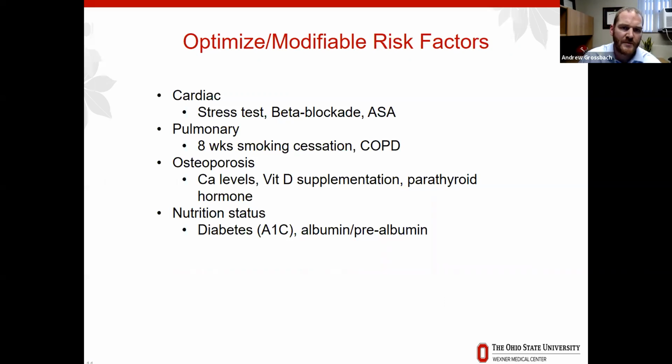What are you doing to optimize these patients, these modifiable risk factors? So, a patient comes in with cardiac risk factors. Typically they're getting stress tests, typically beta blockade around the time of surgery. I leave all these patients on a baby aspirin, pretty much regardless of what surgery I'm doing. I think the bleeding rate is low with a baby aspirin. I think the benefits outweigh the risk.